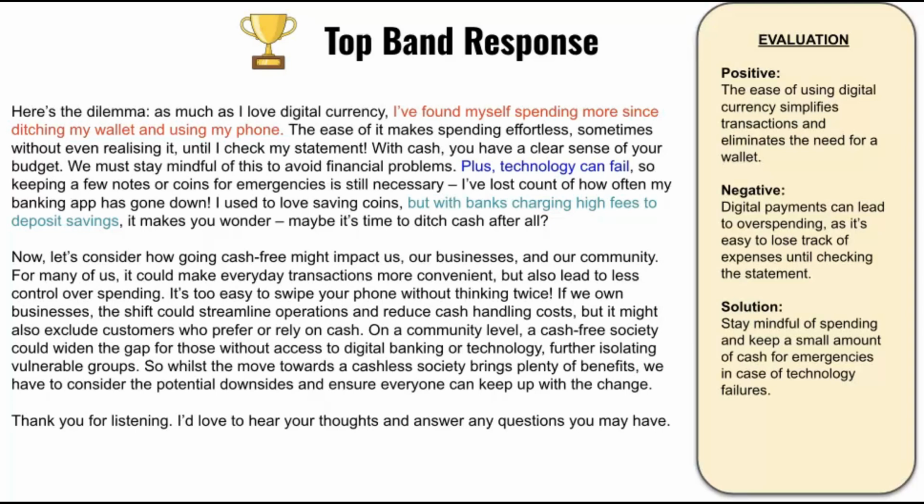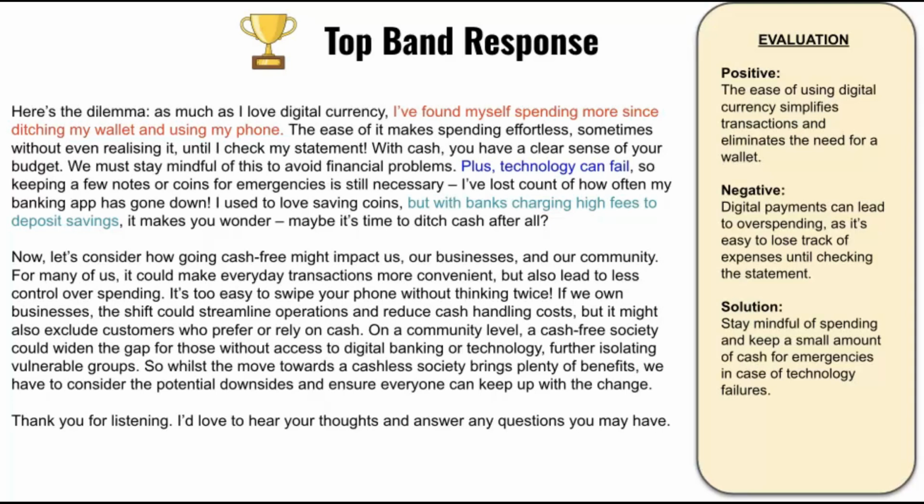So notice with the last paragraph, guys, I am addressing all of the strands. For many of us, it could make everyday transactions more convenient, but also lead to less control over spending. It's too easy to swipe your phone without thinking twice. If we own businesses, the shift could streamline operations and reduce cash handling costs, but it might also exclude customers who prefer or rely on cash.